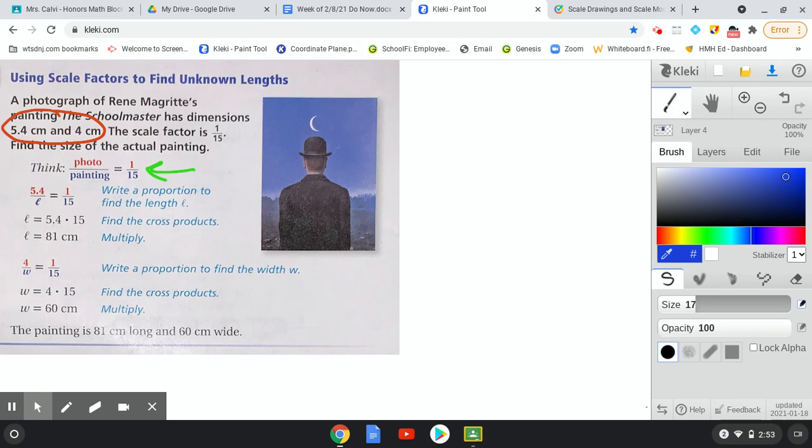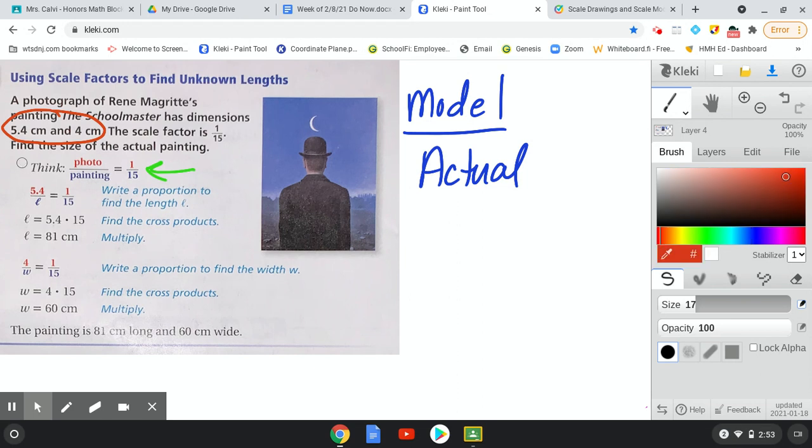So I'm just going to go ahead and write again, model over actual. Okay, so the model length was 5.4 centimeters. So that's how they're getting the 5.4. And we don't know the actual length. That's our unknown. We don't know what it is. And we know that it has a scale factor of 1/15. So we're going to make it equal to 1/15.